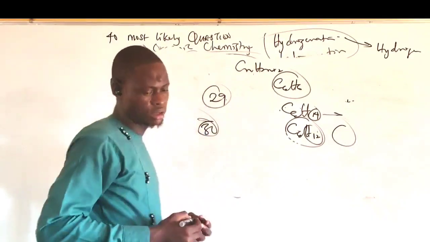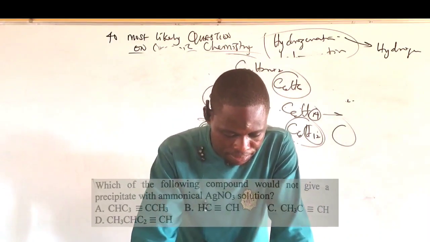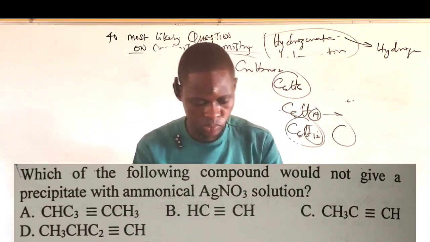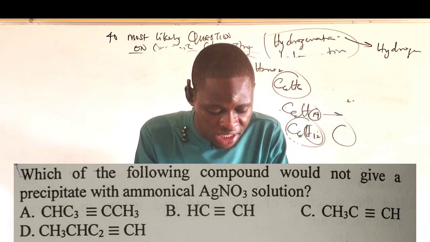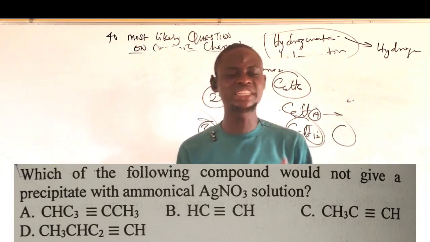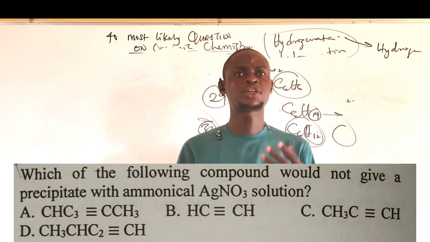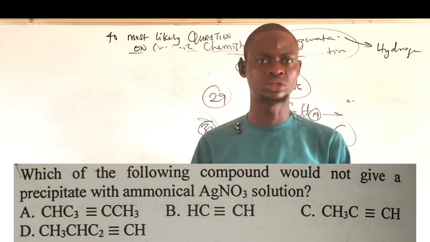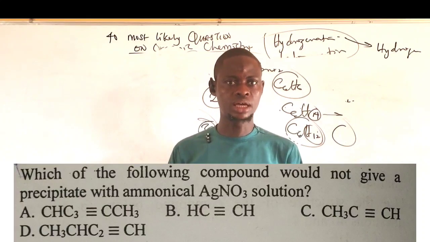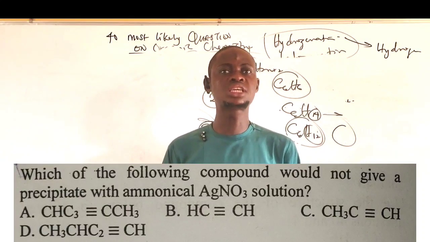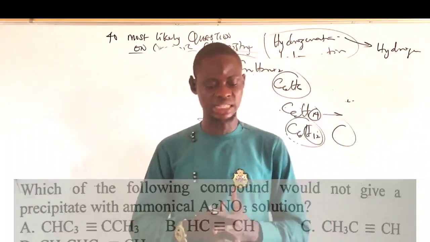Question 30, so far so good. They said which of the following compounds would not give a precipitate with ammoniacal silver nitrate solution? First of all, you ask yourself, what is the function of ammoniacal silver nitrate solution? Ammoniacal silver nitrate solution is used to distinguish between ethyne and ethene. It is only ethyne that will give a precipitate with ammoniacal silver nitrate solution, while ethene does not give a precipitate with ammoniacal silver nitrate solution.